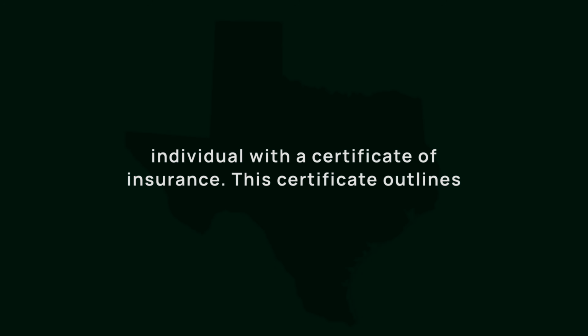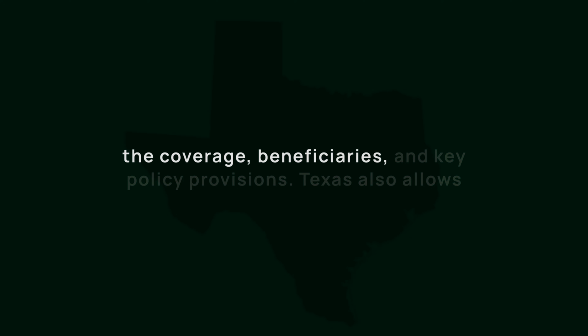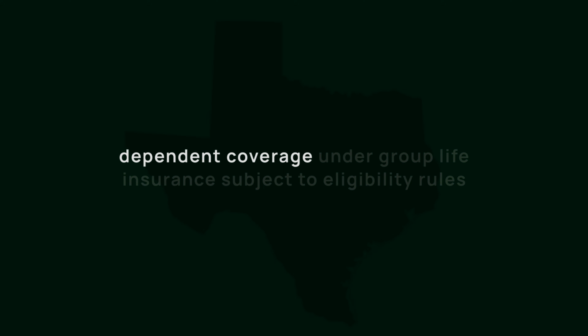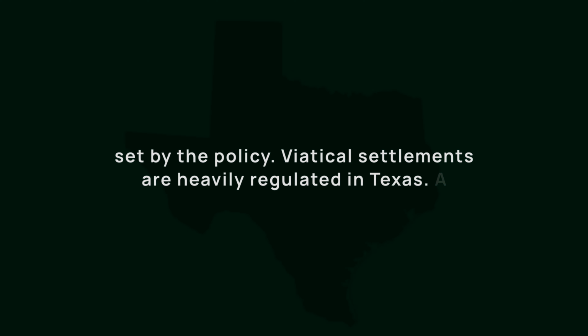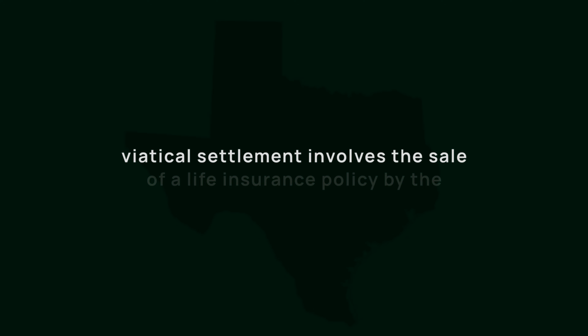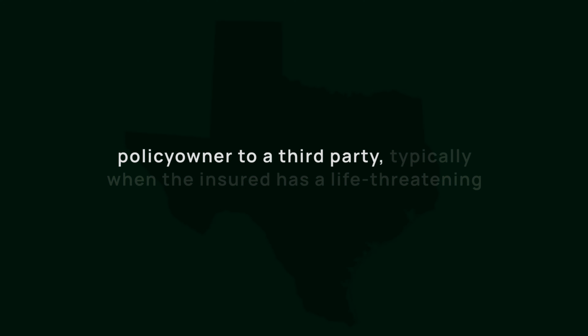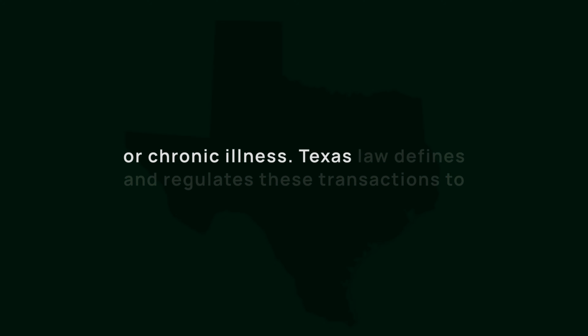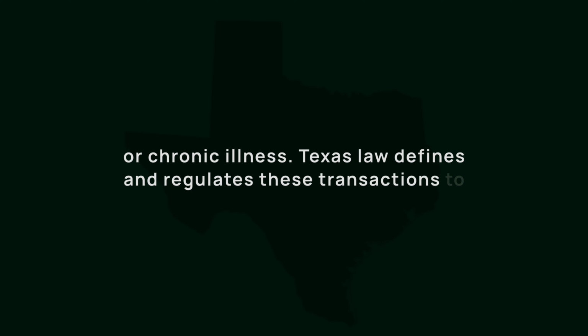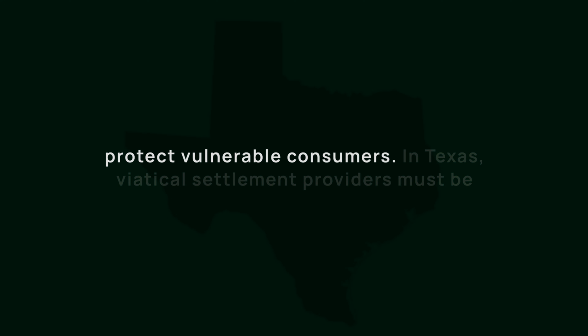This certificate outlines the coverage, beneficiaries, and key policy provisions. Texas also allows dependent coverage under group life insurance, subject to eligibility rules set by the policy. Viatical settlements are heavily regulated in Texas. A viatical settlement involves the sale of a life insurance policy by the policy owner to a third party, typically when the insured has a life-threatening or chronic illness. Texas law defines and regulates these transactions to protect vulnerable consumers.